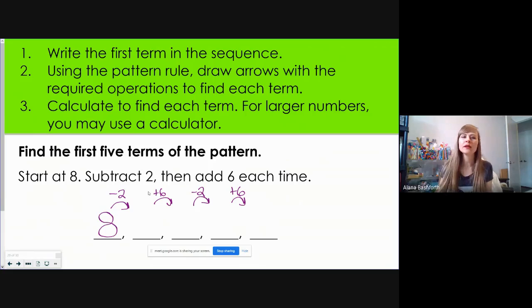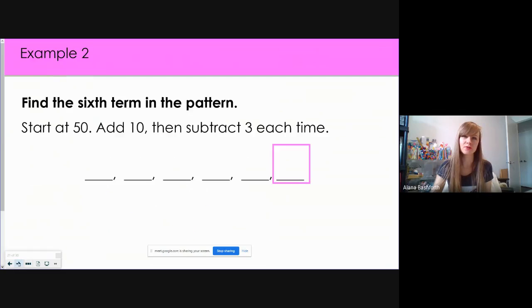Okay, and then all we have to do is calculate each term to find them based on what we wrote on the arrows. And if you choose not to write these arrows, it's going to be way harder. Even as an adult, this is way easier if I can write those arrows. So I definitely suggest that you write the arrows too, even if it seems silly. So 8 minus 2 is 6. Then 6 plus 6 is 12. Then 12 minus 2 is 10. And 10 plus 6 is 16.